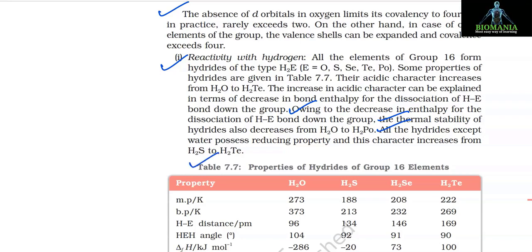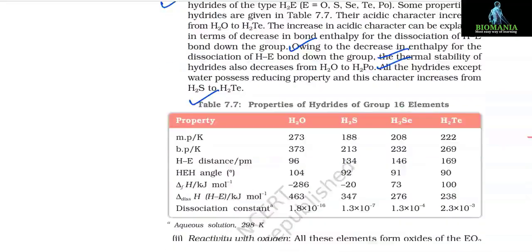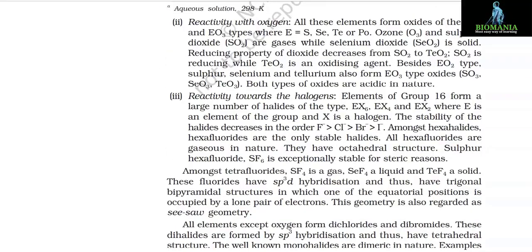Table 7.7 Properties of hydrides of group 16 elements. Number 2. Reactivity with oxygen.